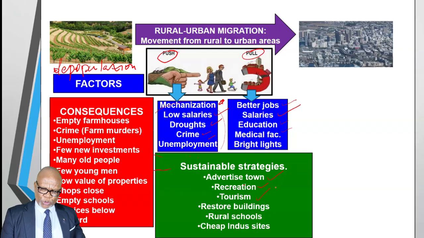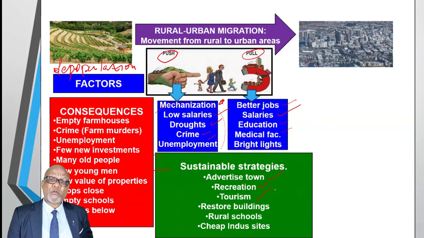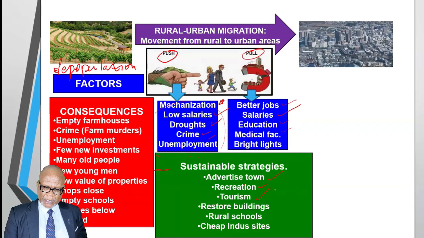You can do tourism, especially ecotourism, because rural settlements are known for their wildlife and beautiful environment. So there can be tourist attractions that attract people to rural areas and therefore create more jobs and attract people back to rural areas. And the buildings that have been dilapidated and run down can be restored and repurposed to attract people.